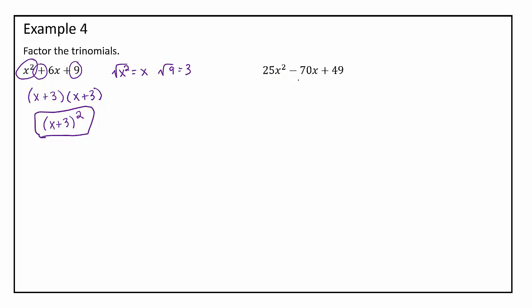If I want to do this without using this special pattern, then I'm going to have to slide and divide. And 25 times 49 is a really big number, and it's going to be really difficult to come up with the correct factors. But if instead I say, hey, wait, I can take the square root of 25x squared and get 5x. I can take the square root of 49 and get 7. And then I look at this sign, and if it's positive, I put plus. If it's negative, I put minus. And then I just have to say, okay, it's this squared.